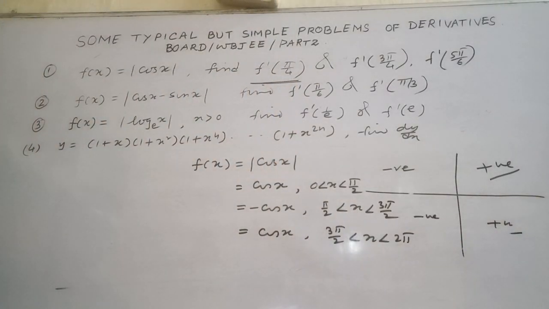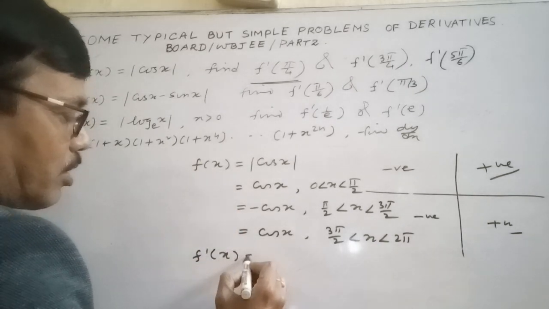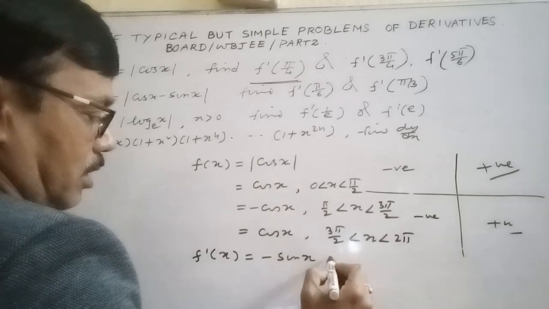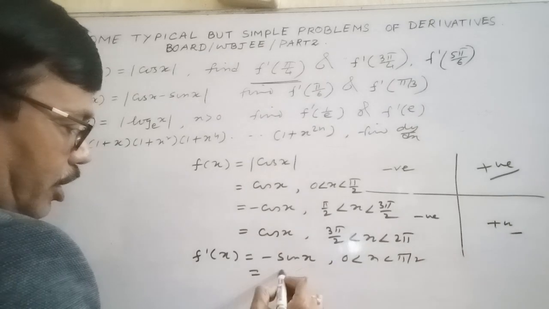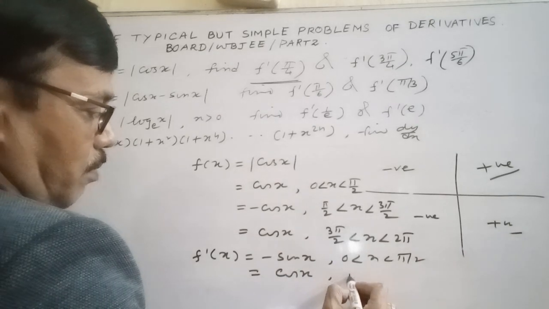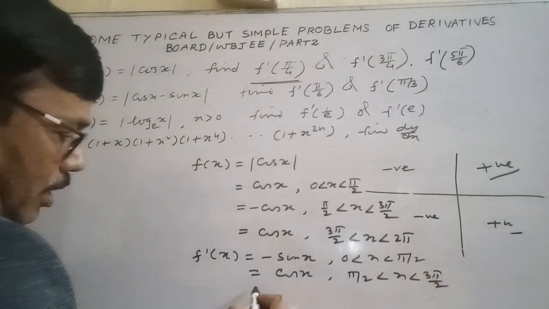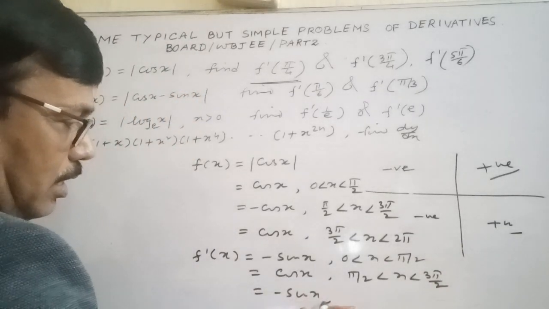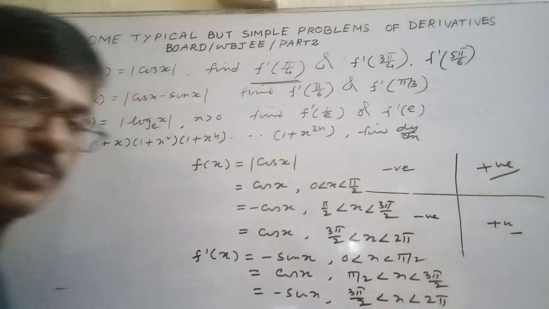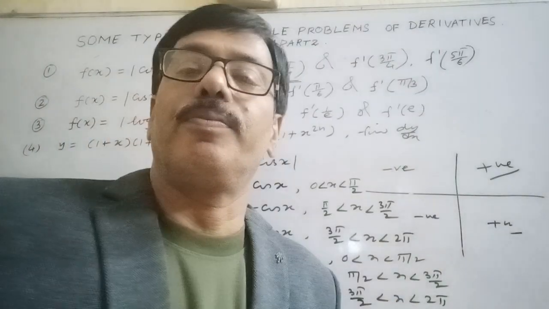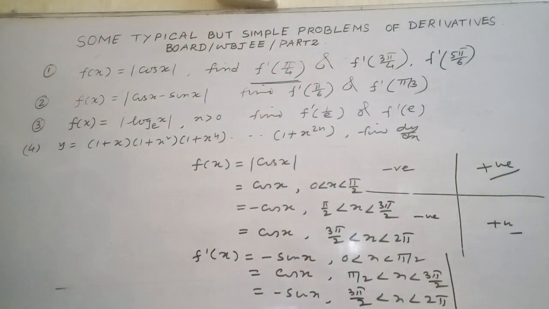So now you perform the derivative. So what is f dash x? f dash x equals minus sin x for 0 less than x less than pi by 2. This is sin x for pi by 2 less than x less than 3 pi by 2. And this is again minus sin x for 3 pi by 2 less than x less than 2 pi. So if we expand it, we get this.